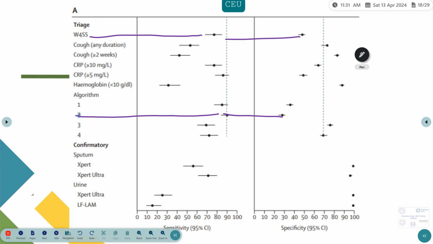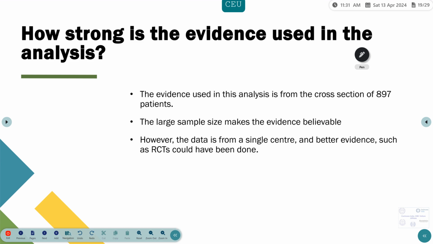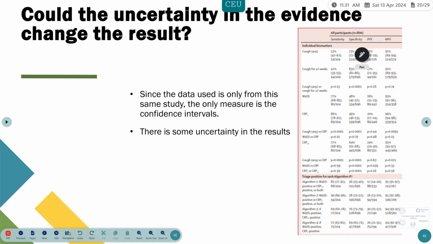Based on the results, there is about a 10% increase in the sensitivity. So how strong is the evidence used in this analysis? The evidence used in this analysis is from the same cross section. The large sample size makes the evidence believable, but it's from a single center, so it may not be applicable to other places. Then better evidence could have also been used.